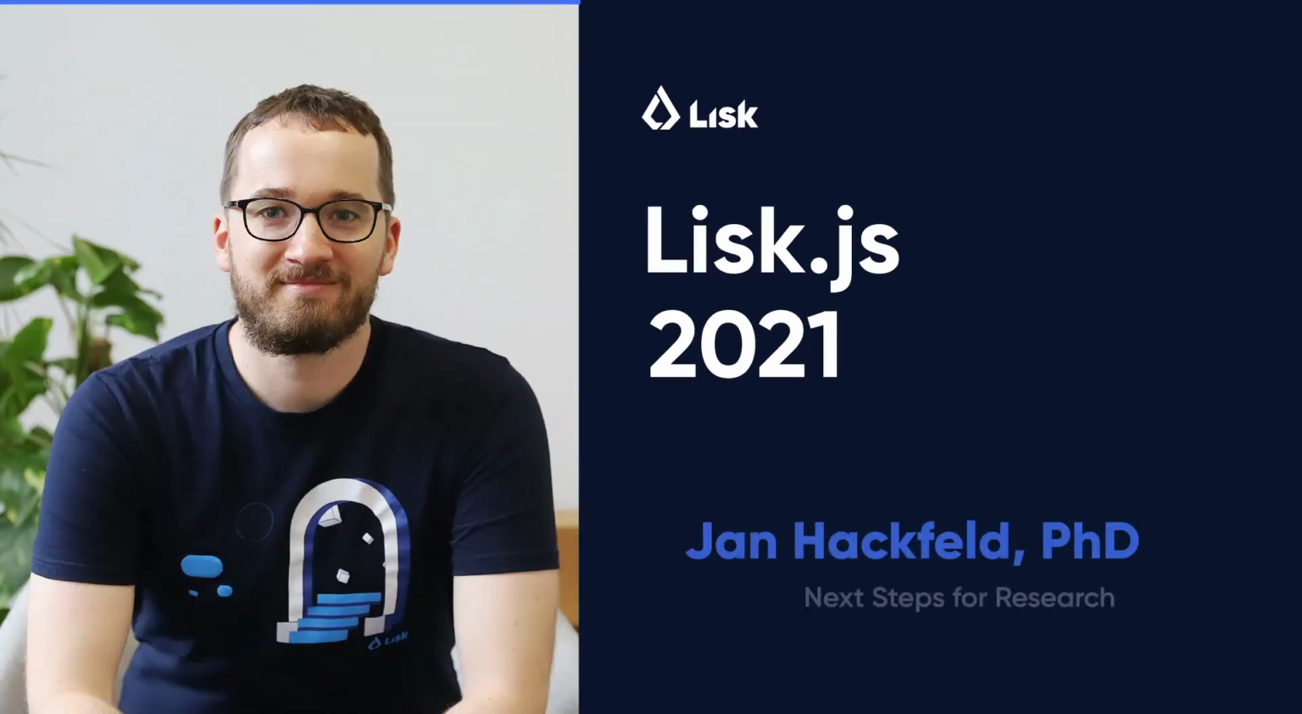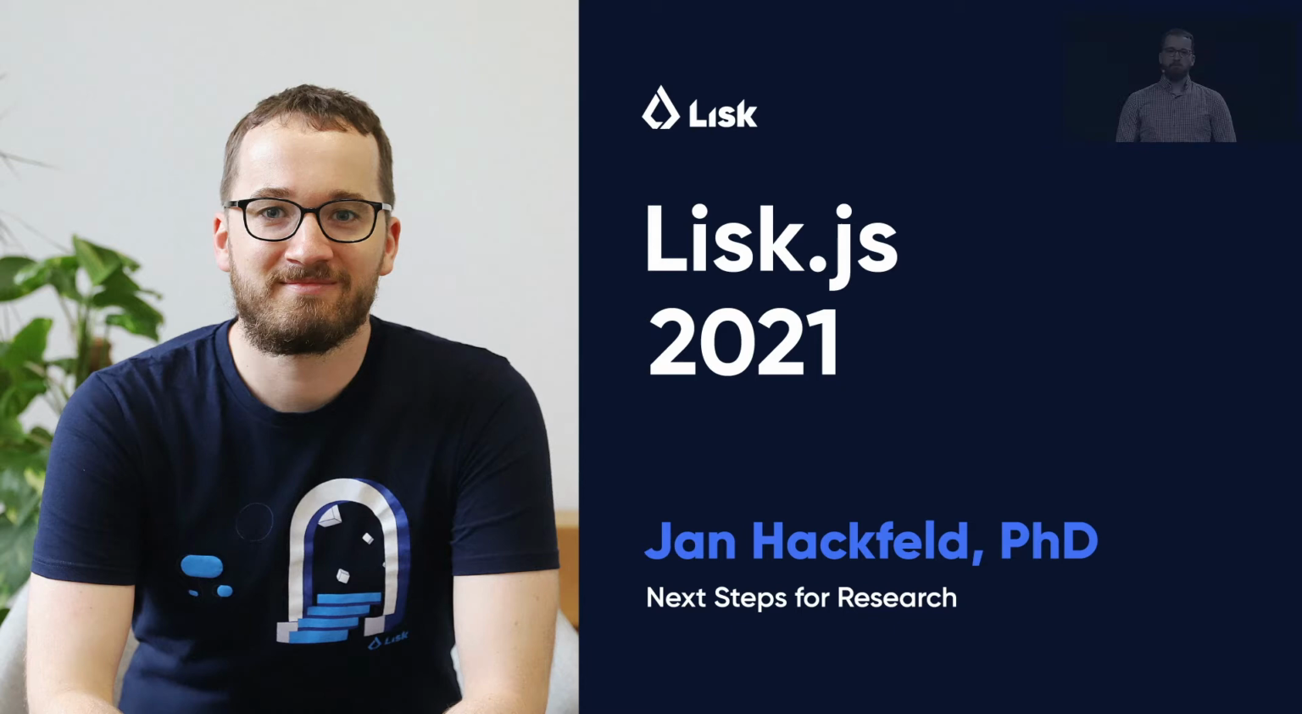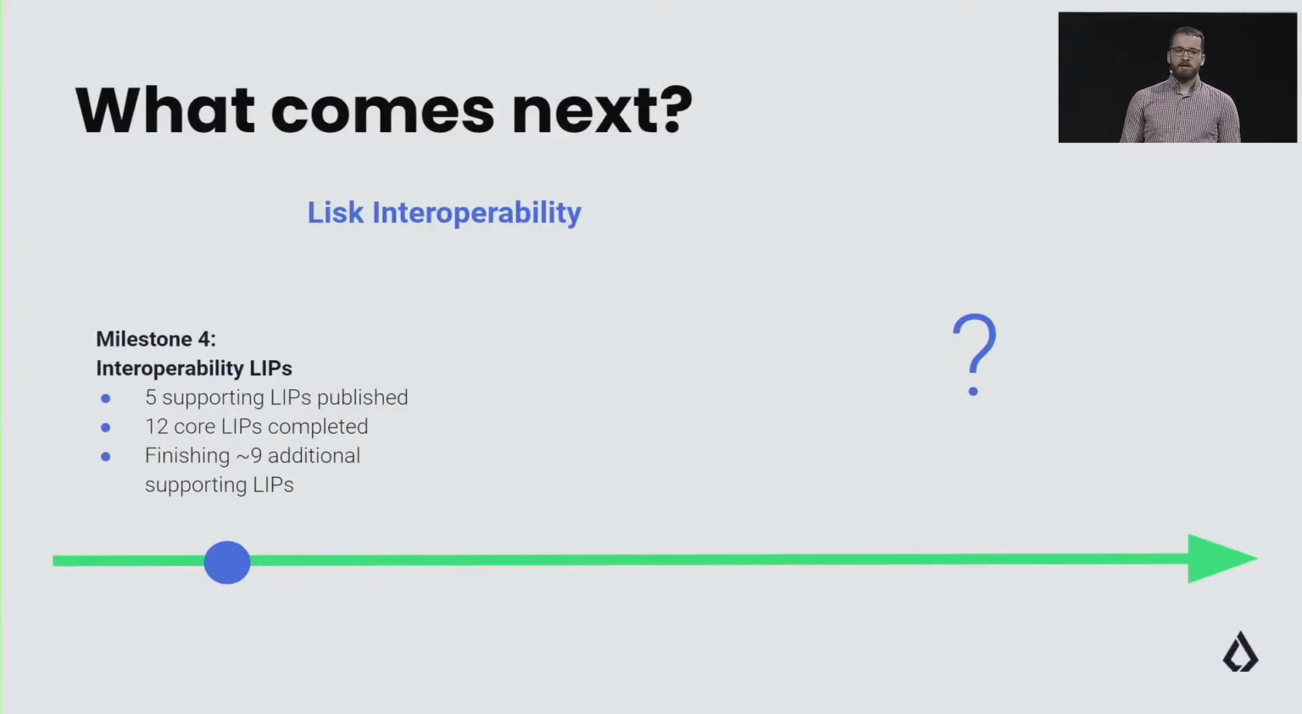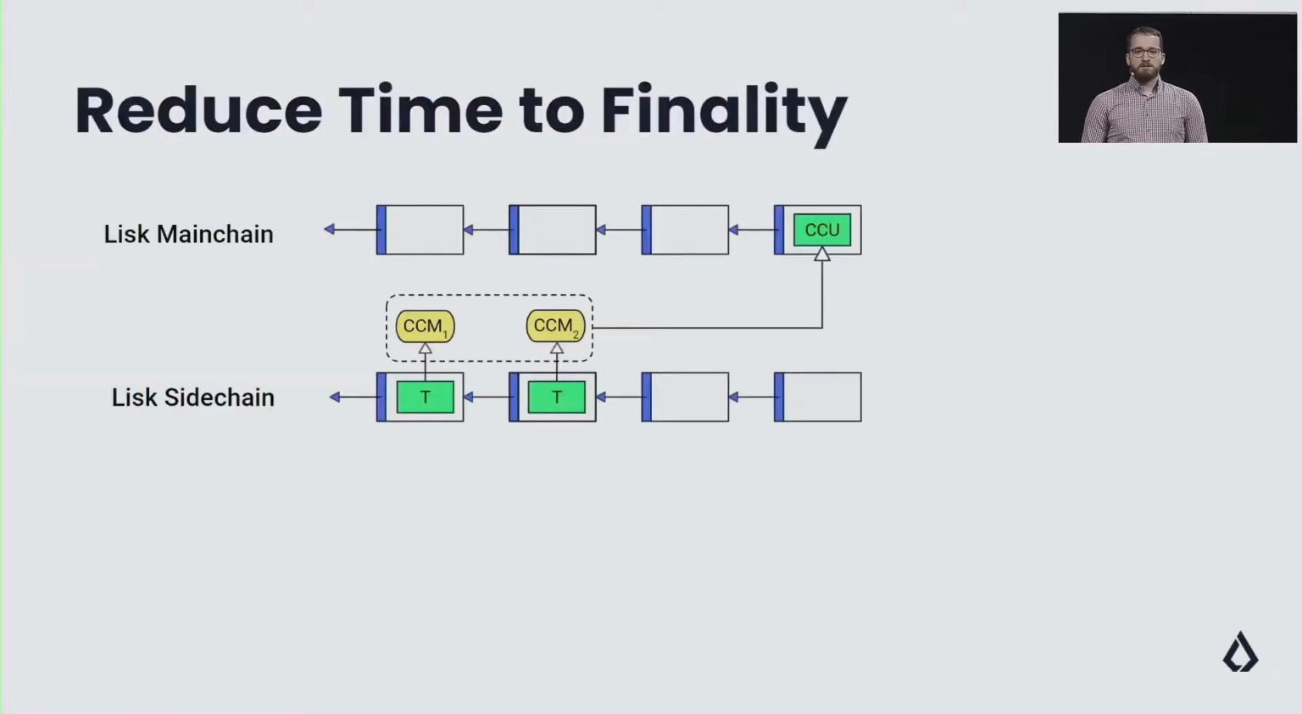Now I want to talk about the next steps for the research team after completing the interoperability research. As I showed at the beginning, we are currently in the interoperability libs milestone and finalizing some supporting libs. What I now want to talk about are the next research roadmap objectives. The first objective is to reduce the time to finality.